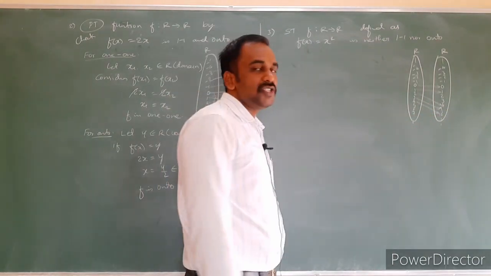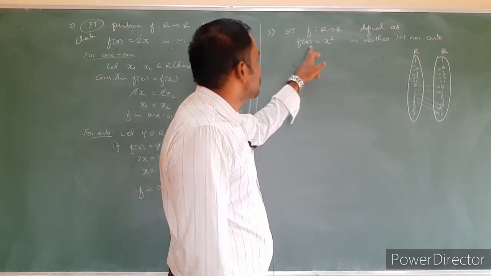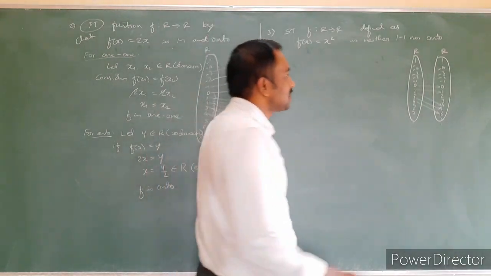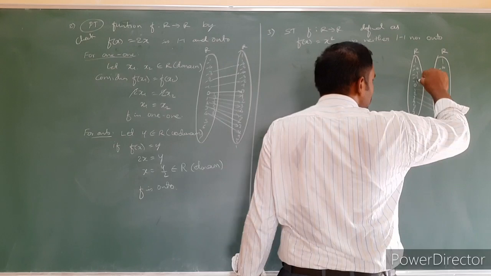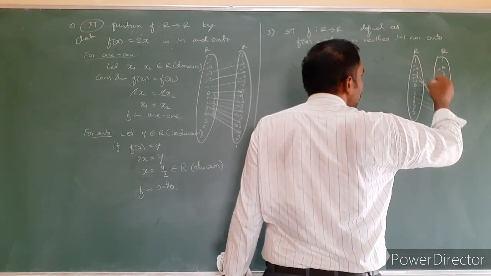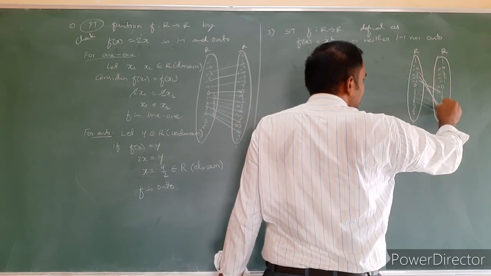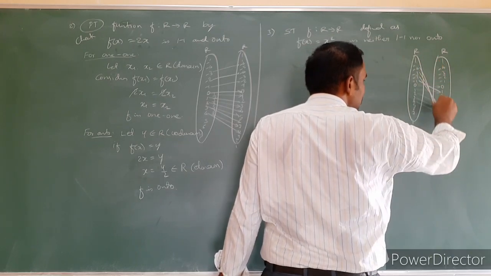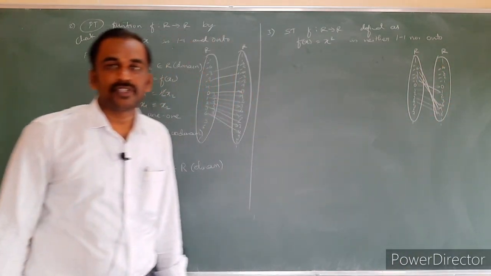Similarly, what is the image of minus 1? Replace that. Minus 1 square. What is minus 1 square? It is 1. Image of minus 1 is 1. Image of minus 2 is 4. Image of minus 3 is 9. Image of minus 4 is 16. Are you sure about this one?